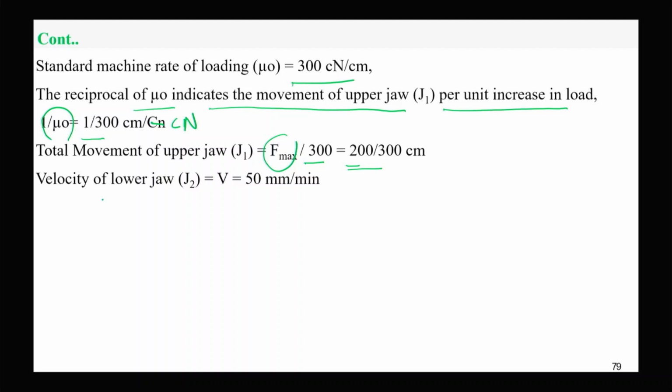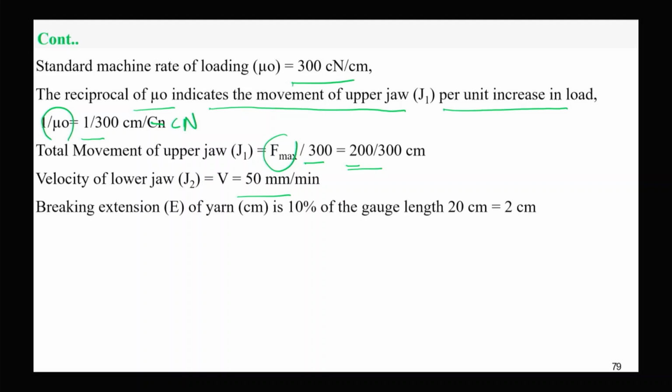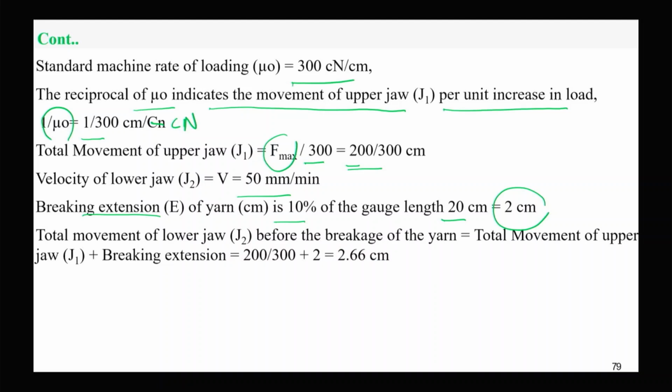Now the velocity of the lower jaw is given, which is constant, 50 millimeter per minute. Another data given is the elongation. So the breaking extension is 10% and the gauge length was given as 20. So the breaking extension is 2 centimeter, that means the total extension before break.